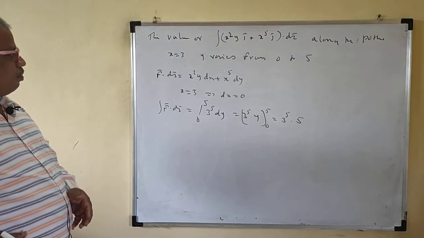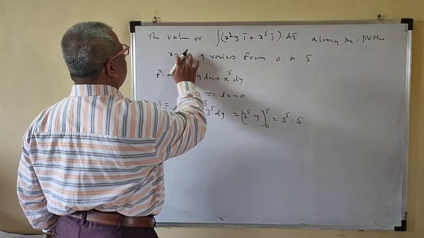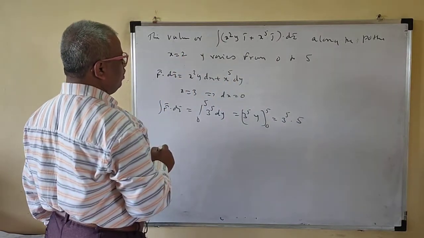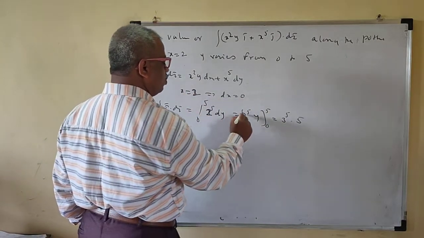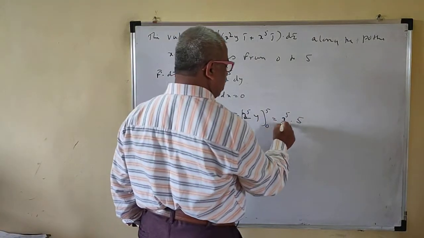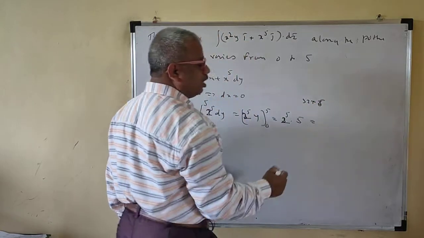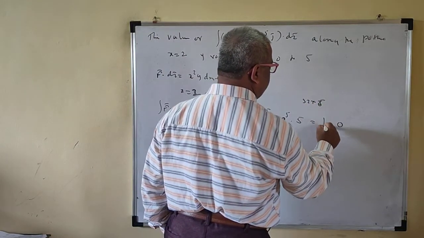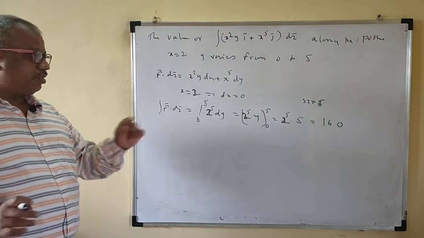Actually 3 to the power 5 is very complicated. So what we will do here, we'll take x as 2 now. Then the problem will be simple. Then this is 2 to the power 5, which is 32. And 32 into 5, easily you can find it. So this is 160. Easily you can find the value of this one.